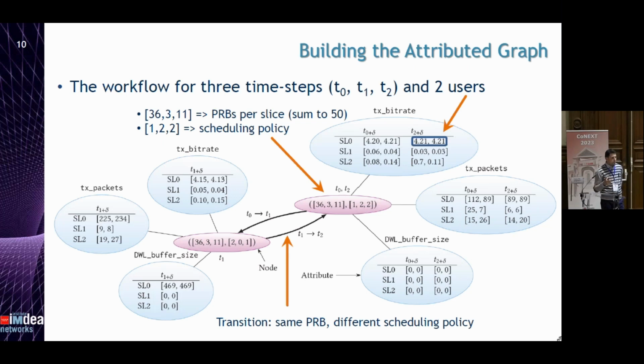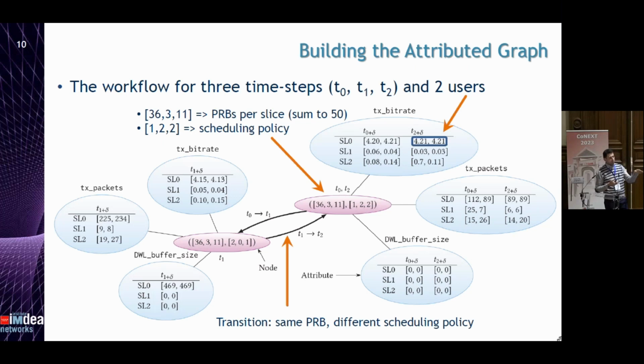So at time step T0, we record the action, and we look at each of the slices. Here you just see slices 0, 1, and 2, but they are eMBB, MTC, and URLLC that I was mentioning before. We record, for 2 users, the information about transmission bitrate, transmitted packets, and buffer size. That is the state of the network that is recorded after the action was taken, so at T0 plus delta. This is the state for the subsequent action that is taken at T1.